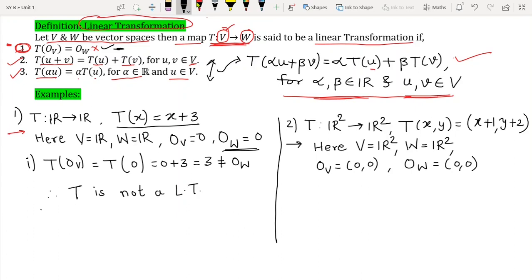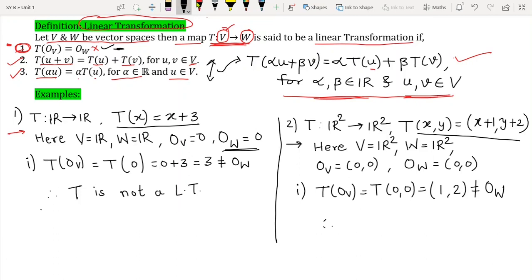Now we will go for our first condition. So T of 0_V is equal to what? T of (0, 0). Now what is T of (0, 0)? Try to use this definition of the function. So it is (1, 2), right? And which is not equal to what? 0 of W. So again this first condition is failing, so therefore T is not a linear transformation.